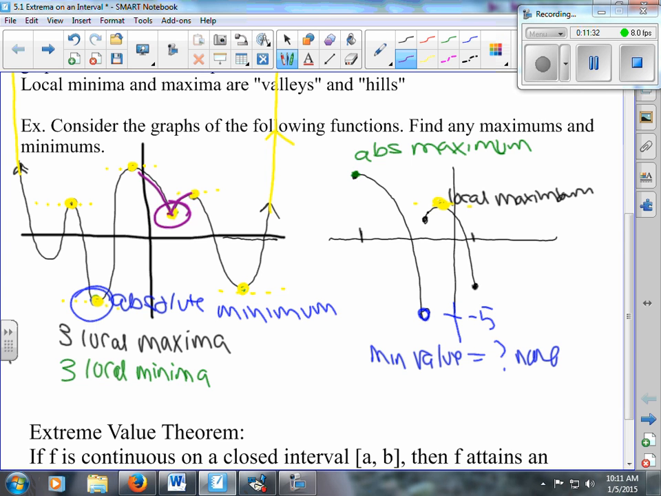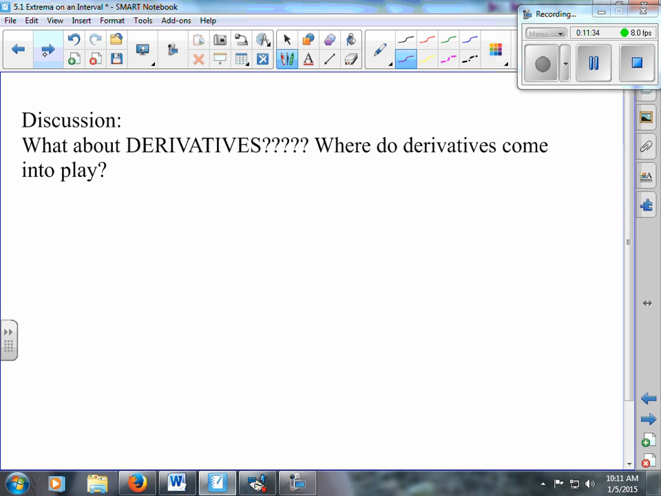And so where are the derivatives? Well, it turns out that local maxes and mins have horizontal tangent lines.